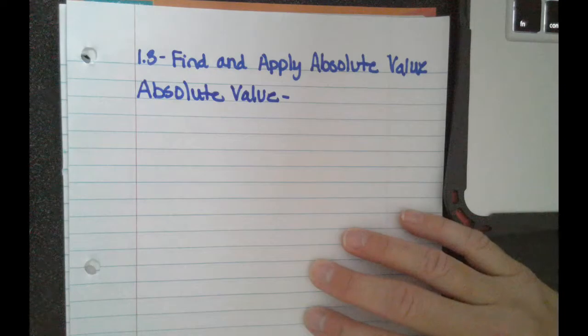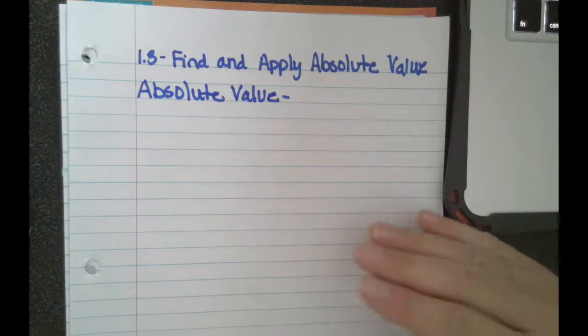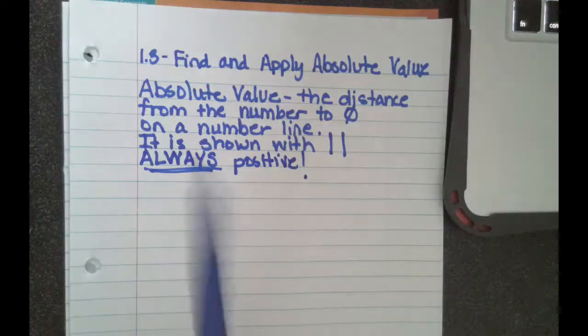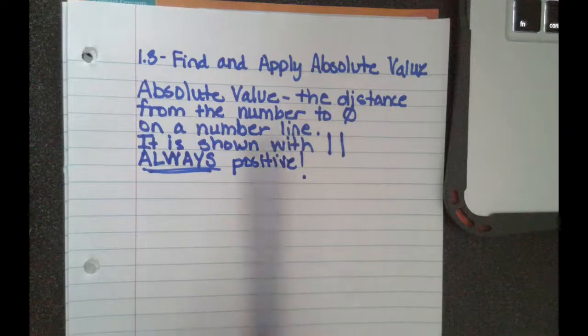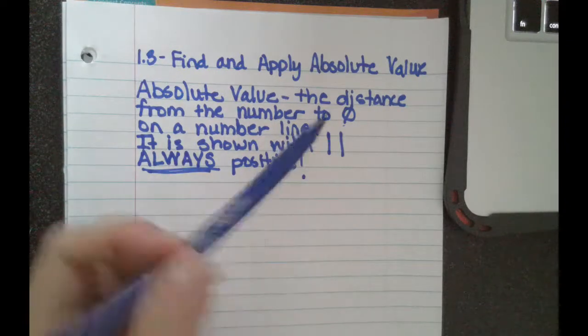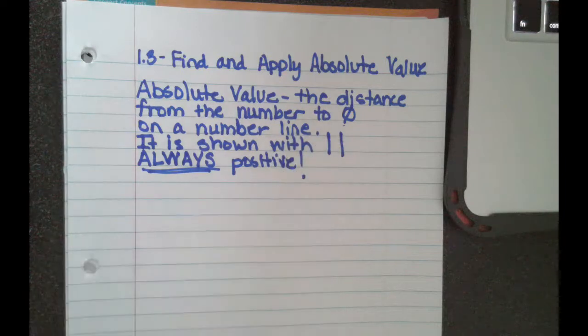So the definition of absolute value is the distance from a number to 0 on a number line, and it's always shown by these two little lines that I'll put in my definition. Also, absolute value is always positive, no matter what. Absolute value is the distance from a number to 0 on a number line. It is shown with these two little lines, like a little fence around it. And absolute value is always positive, no matter what.